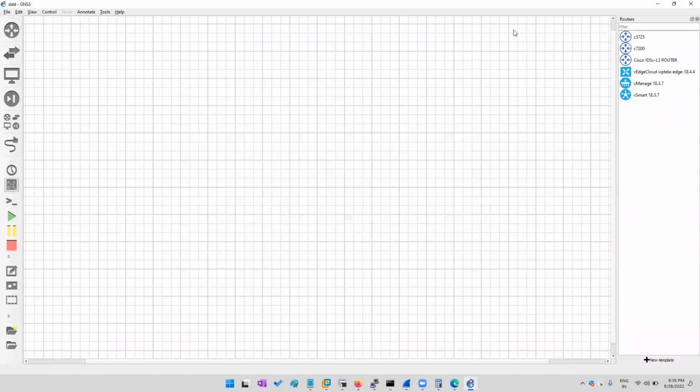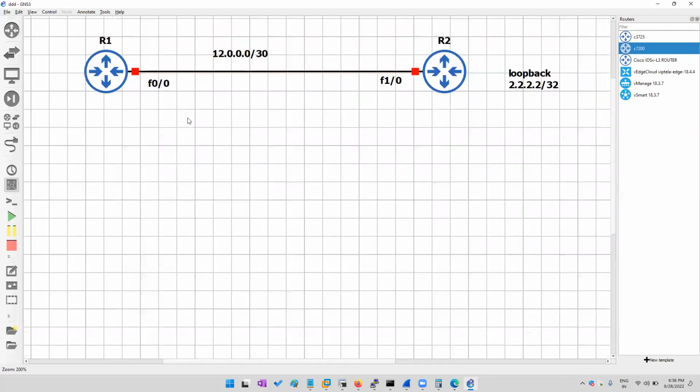Click on OK. So we are using 2 routers. First we'll learn with 2 routers, then we discuss 3 routers. We are creating a loopback 2.2.2.2/32, and we are using a WAN side network 12.0.0.0/30. And we learn metric calculation. Now start all devices. Same process we discussed.